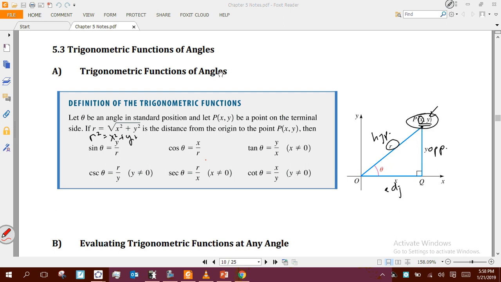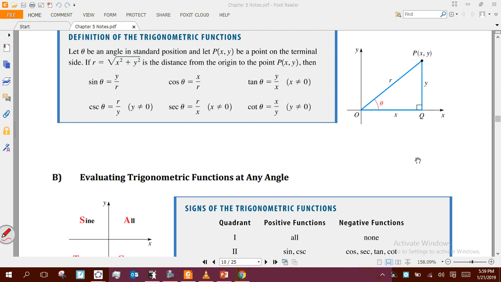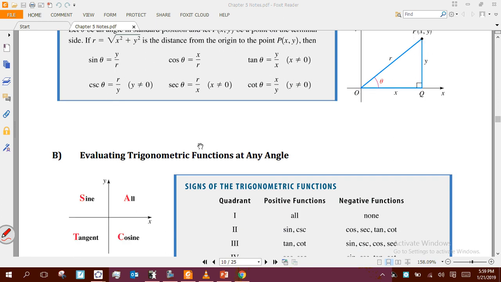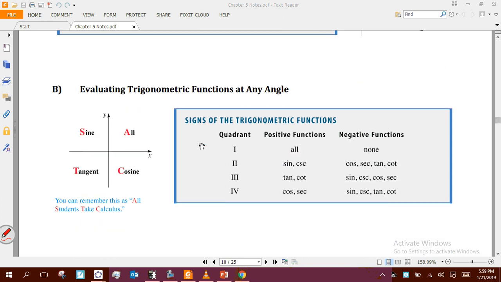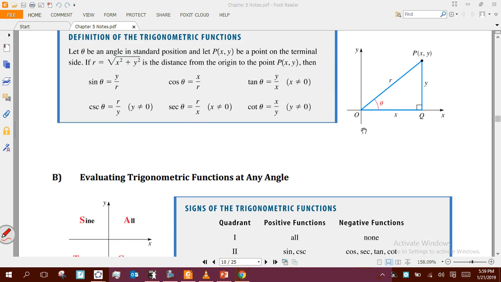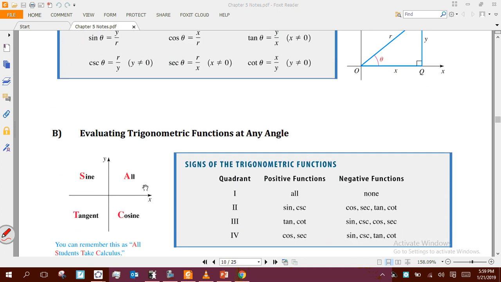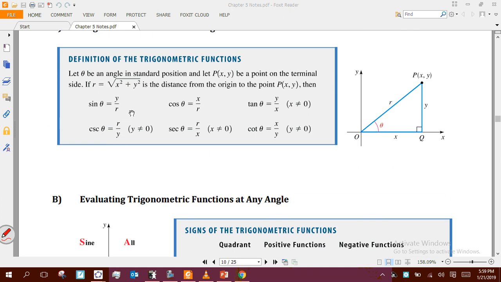Alright, so they'll ask us to evaluate trigonometric functions at any angle. The first thing we want to do is know that in the first quadrant, your sine, cosine, tangent, and the reciprocals, they're all going to be positive, because no matter what I do through these divisions, that's a positive number. That's a positive number. That is always positive, because they're distances. When I take any of those and divide positive by positive, it will always be positive.